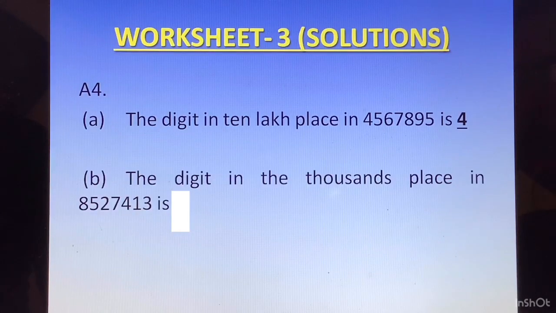The next one, the digit in the thousands place. Now here, ones place 3, tens place 1, hundreds place 4 and thousands place 7. So we will write 7 here.